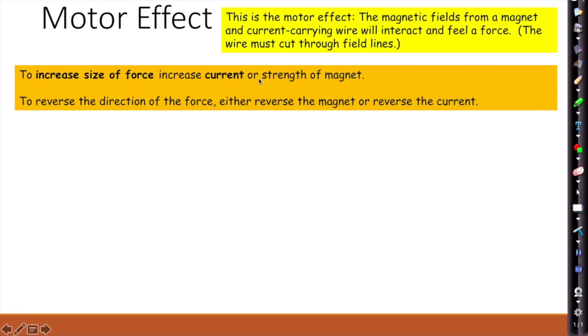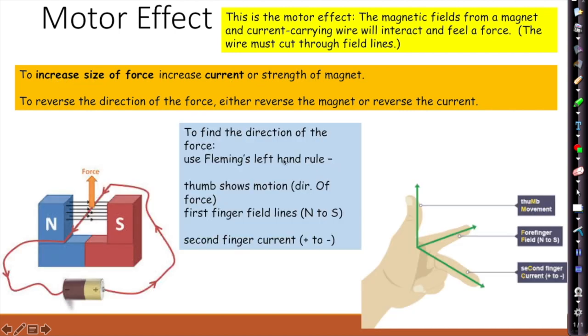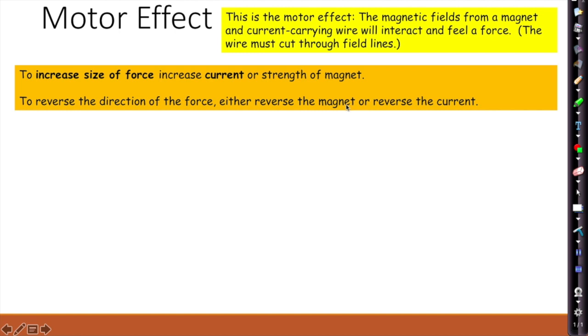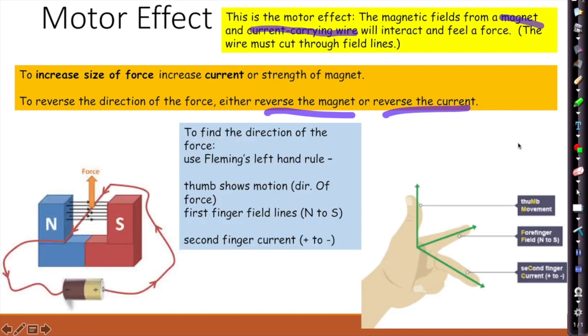So if we want to increase the size of a force, we have to increase the current going through the wire or the strength of the magnet, because there's only two things involved here: a magnet and a current carrying wire. So we increase the current, increase the magnet, makes it stronger. To reverse the direction of the force, well, we have to flip the magnet round, reverse the north and south poles, or reverse the current as well.